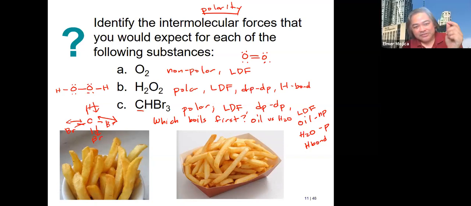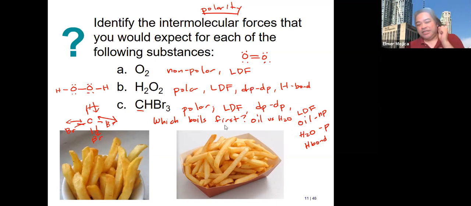Now, I'm going to tell you the reason why the LDF beat the H bond. What is the molar mass of oil? Oil is a big molecule. The LDF is an inductive property. It depends on the material, so the bigger the material, the stronger it is. So there will come a time that if you have very big molecules, it will be much stronger than anything that only has the H bond, even though it's just LDF.